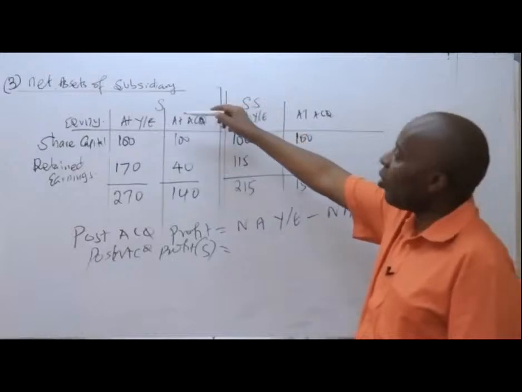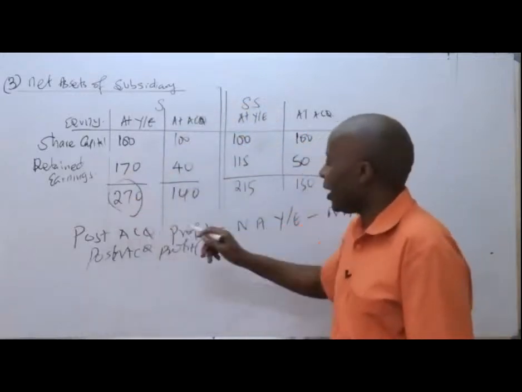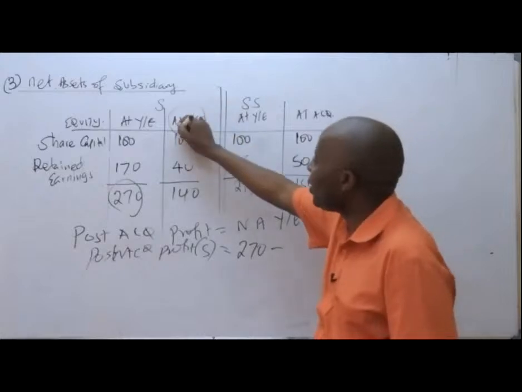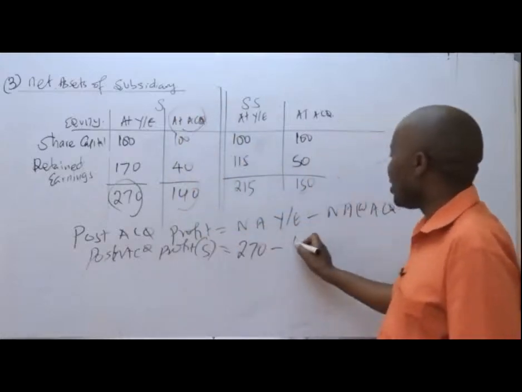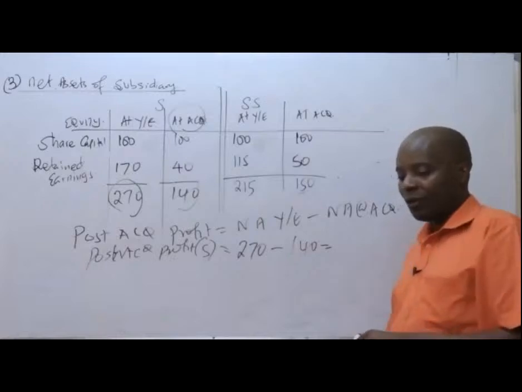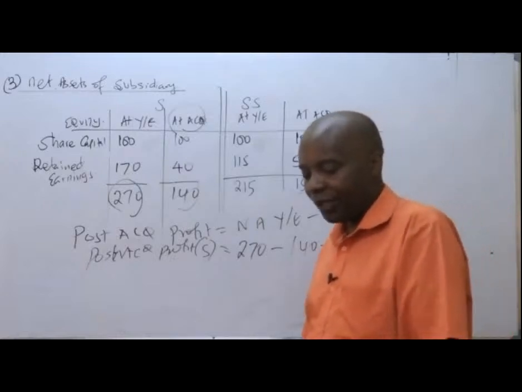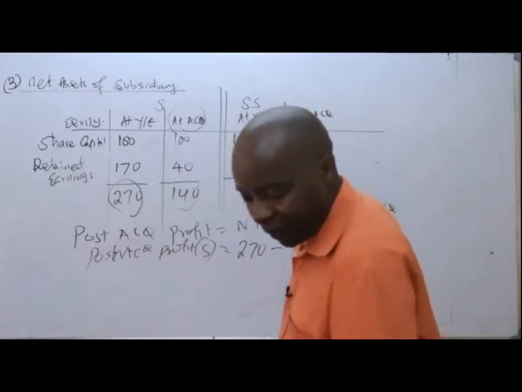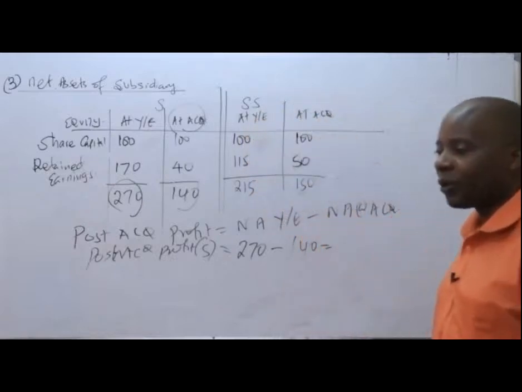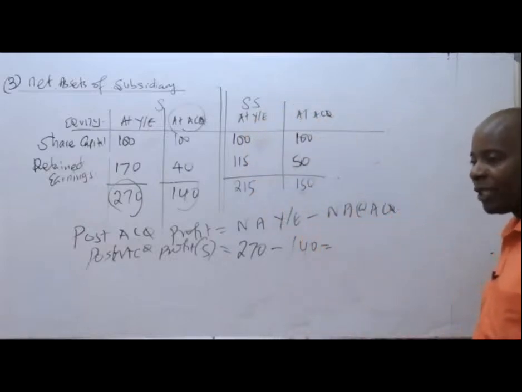So S alone at year end, 270, minus at acquisition, 140. So then what is the post-acquisition profit? Somebody give me this figure. Post-acquisition profit, 270 minus 140. That's for S.